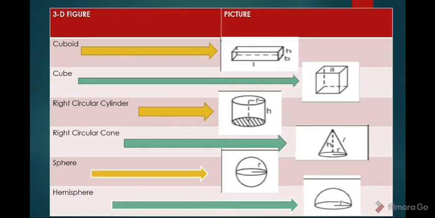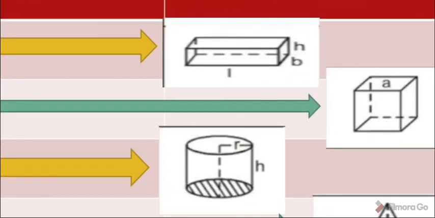The first one is cuboid. If you look at the first figure, this one is the picture of a cuboid. Now I am zooming this picture. As you can see, this cuboid has 6 faces. What are the examples of a cuboid? A book, a box, or any brick. These are examples of a cuboid.